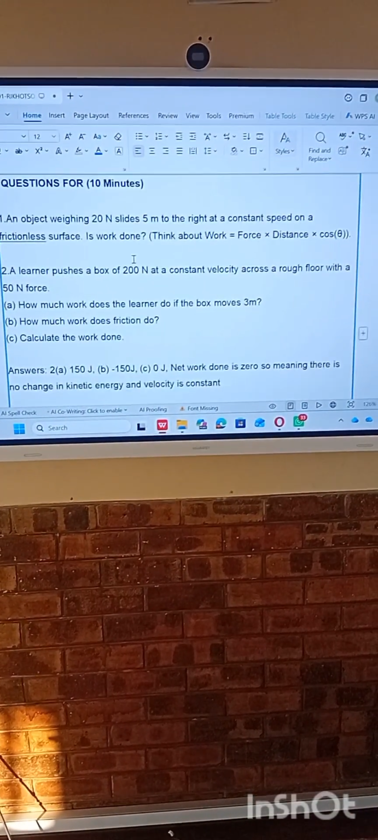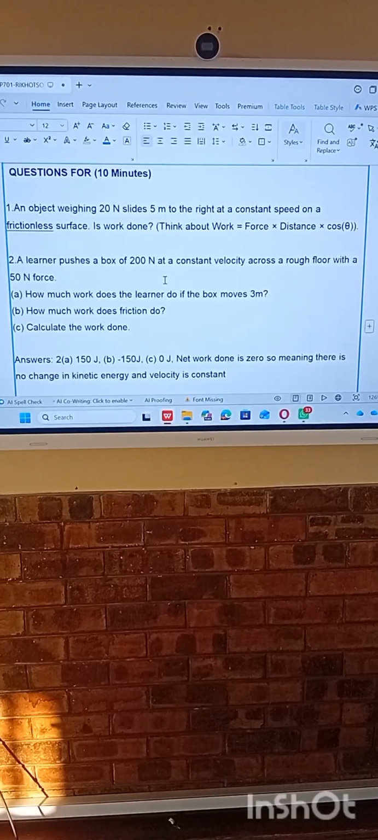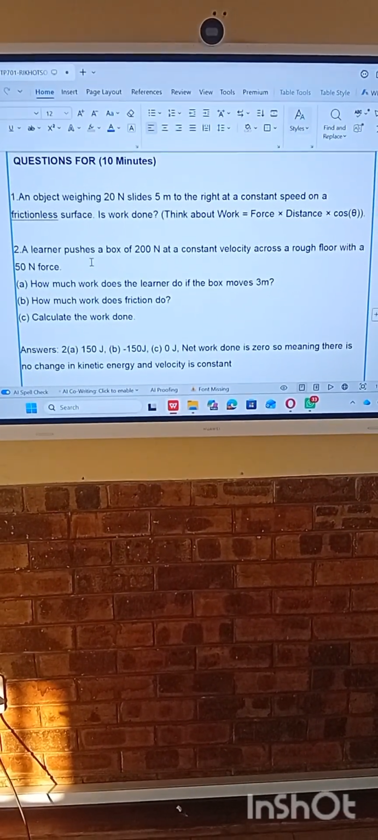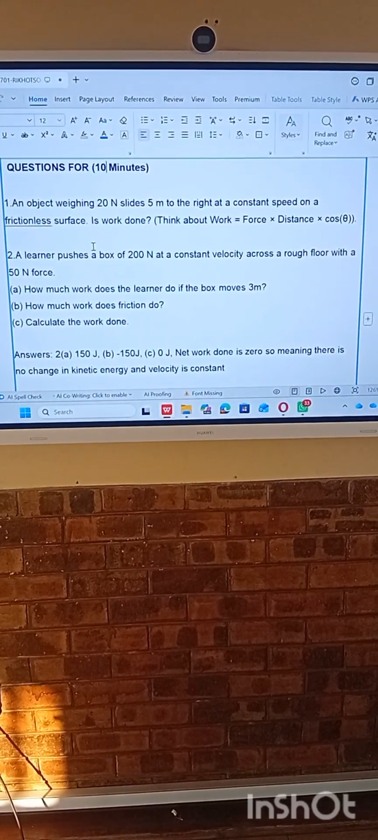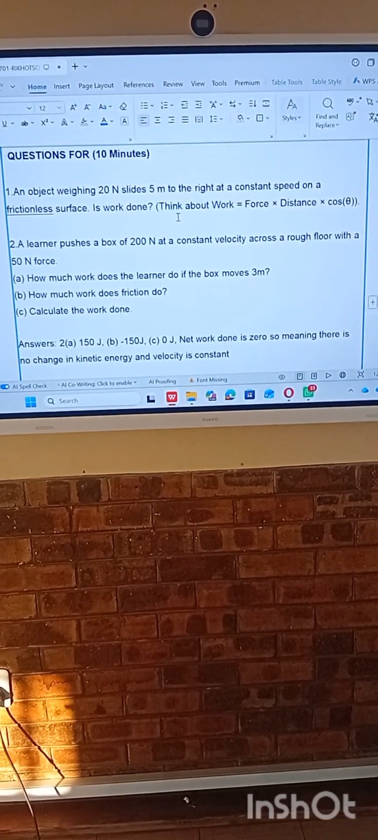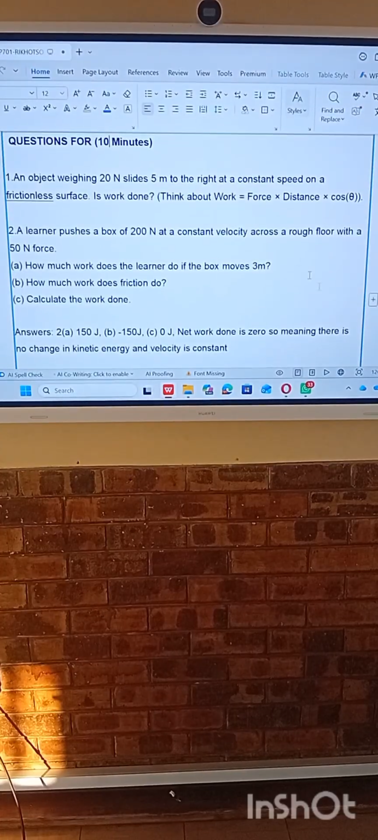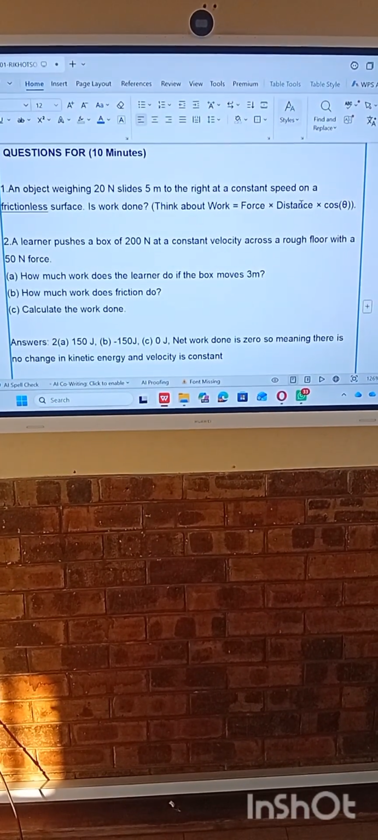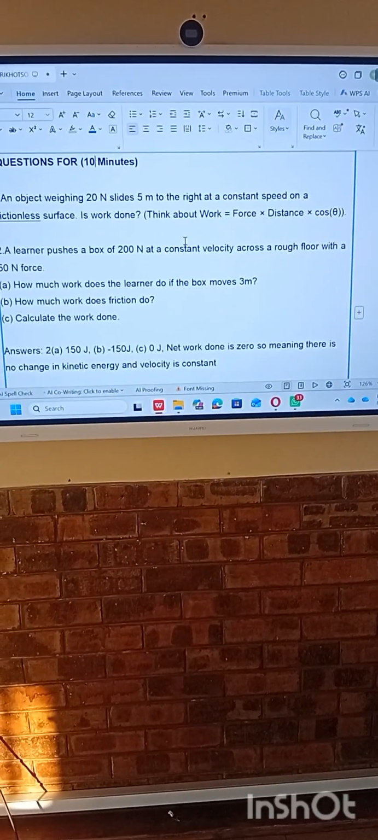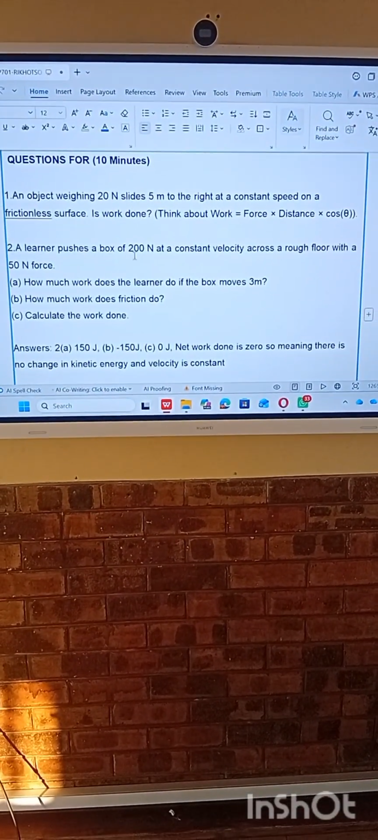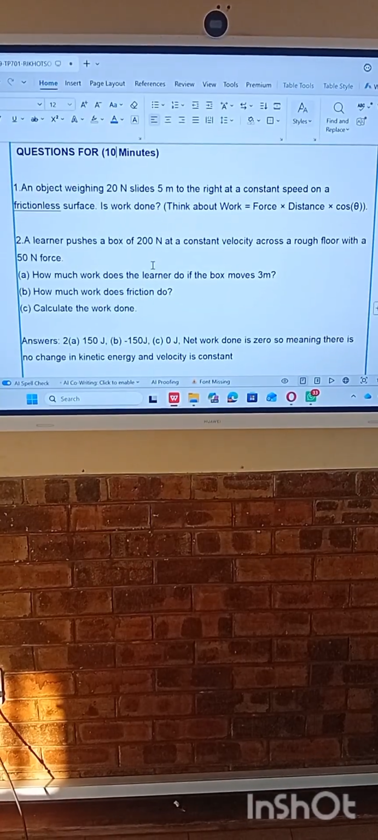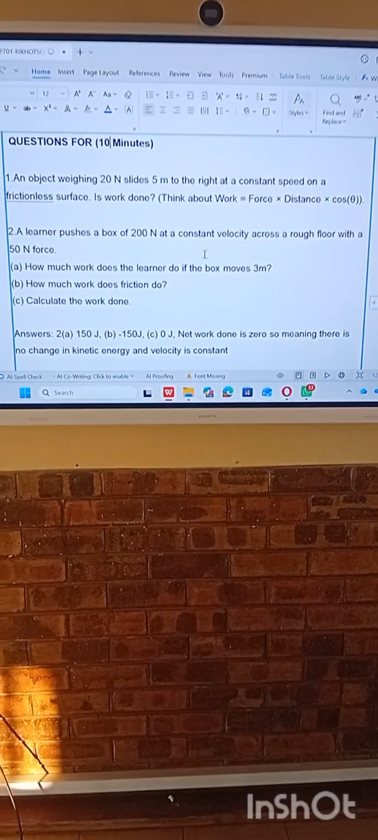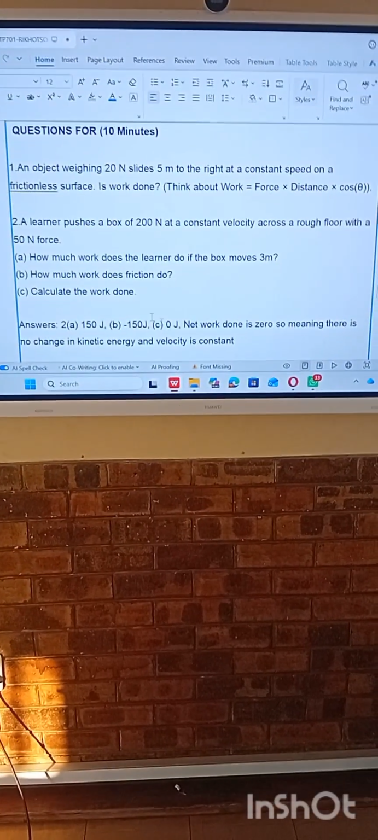Number 1: an object weighing 20 newtons slides 5 meters to the right at a constant speed on a frictionless surface. Is work done or not? We need to think about it and then do our calculations, using the formula: the work done is equivalent to the force times distance times cos theta. For the second question, we are also given a force measured in newtons, and another force on the rough surface of 50 newtons. Then we do those calculations.